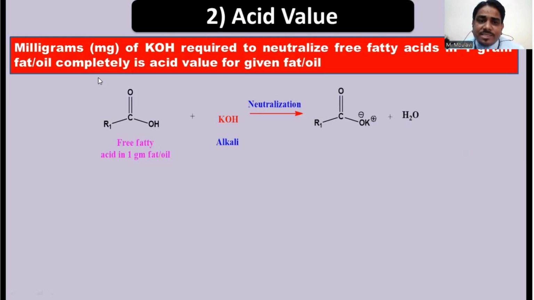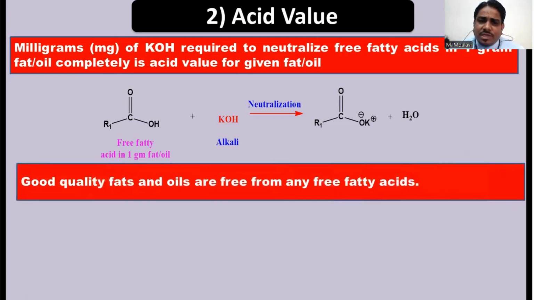This is the free fatty acid generated in fats and oils by rancidity. So here this free fatty acid is neutralized by use of KOH to form a salt like soap and water. So the milligrams of KOH required to neutralize free fatty acid in 1 gram of fat and oil is known as the acid value. Acid value is used for the detection of free fatty acids in fats or oil, and good quality fats and oil are free from any kind of free fatty acid.